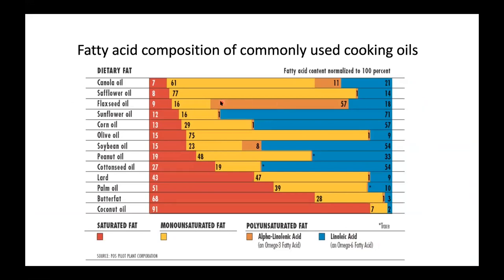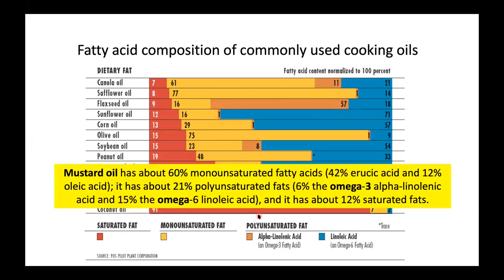If you look at the fatty acid composition of commonly used cooking oils, we see that flaxseed is a very rich source of omega-3 fatty acids. Another is canola oil, which is also a very good source of omega-3 fatty acids. Coconut oil is mostly saturated fat. Mustard oil contains almost 6% omega-3 fatty acid, which is ALA, and 15% omega-6 fatty acid. It is almost 12% saturated fat, and most of it is monounsaturated fat. So mustard oil is not bad at all.